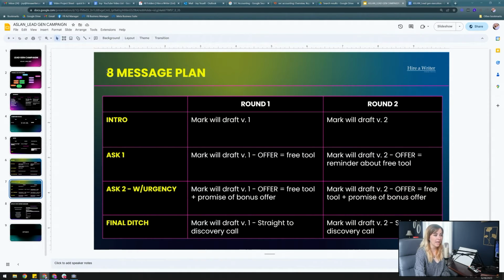So for me, I put together an 8-message plan. I have a writer go through and basically create 2 versions of an introduction, 2 versions of the first ask with the free tool, 2 versions of the ask with urgency, and then 2 versions of a final ditch. A word about final ditches, okay?